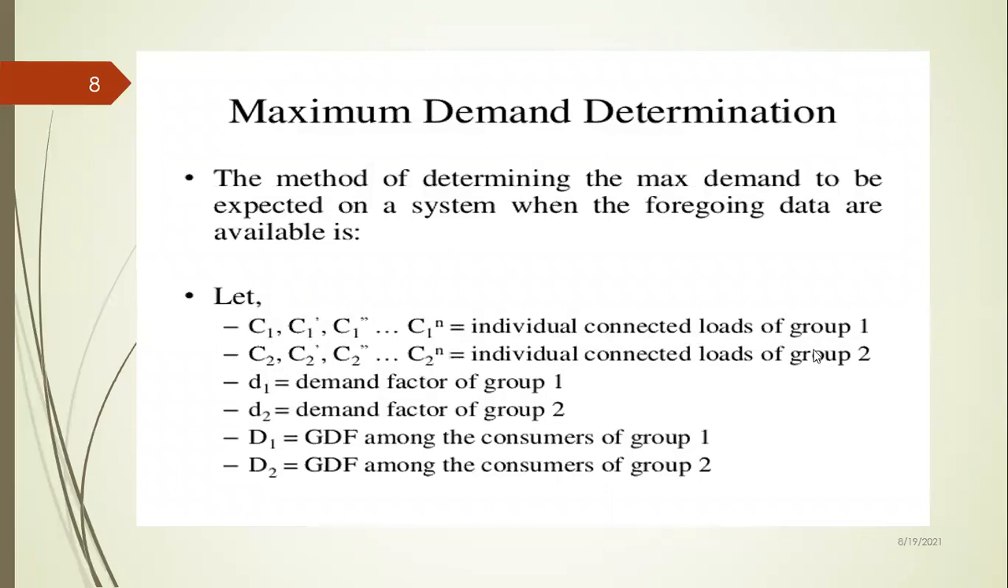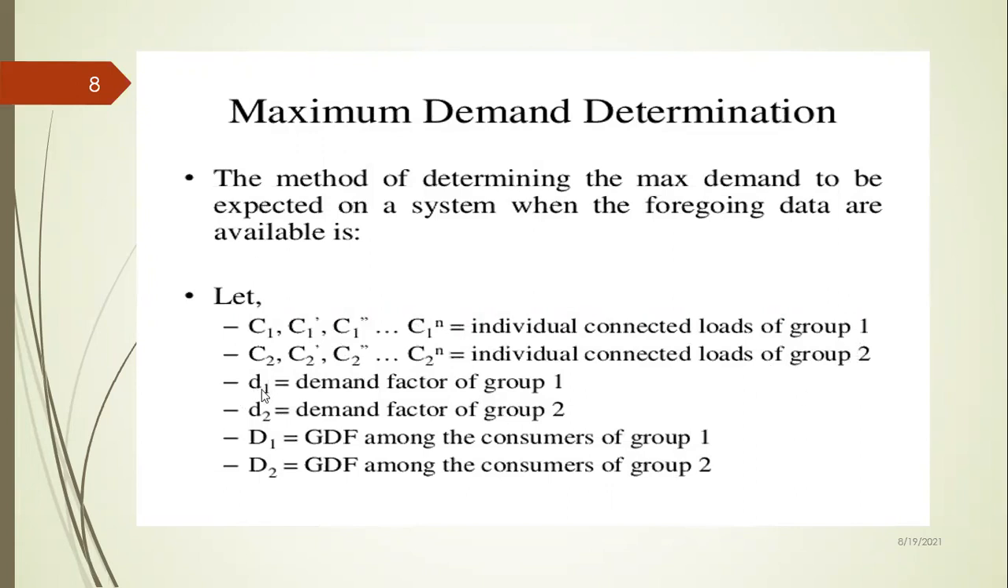Okay, for a group you can imagine any colony of yours, okay. Like for group 1, in any particular colony, there are n number of houses, and for the first house the connected load is C1, for another house the connected load is C1 dash, for another house the connected load is C1 double dash, like this. Okay, and for any other colony, that is group 2, their connected loads are C2, C2 dash and C2 double dash up to C2N. Okay, the same number of houses in both the groups, number 1 and number 2.